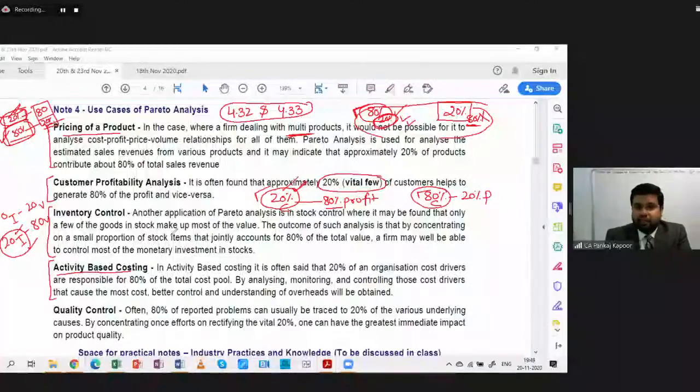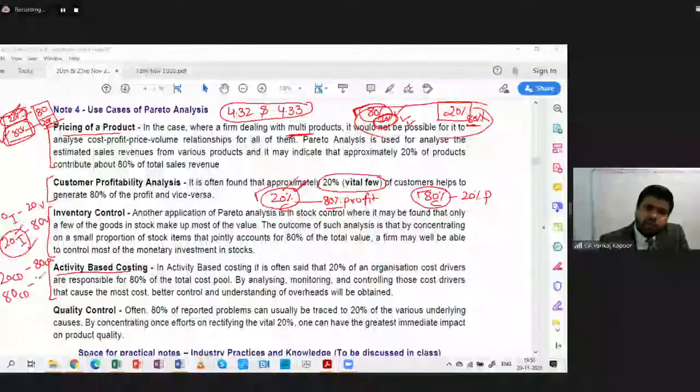Accordingly, I divide. So what this point says is that your 20% of the cost drivers are of such importance that they distribute 80% of the cost pool, whereas 80% of the cost drivers are of such a nature that they only distribute or allocate 20% of the cost pool.